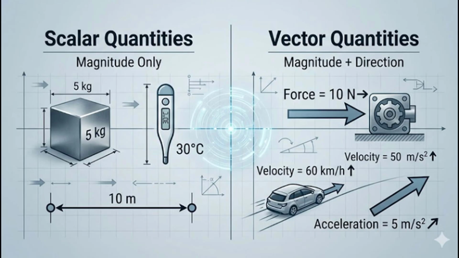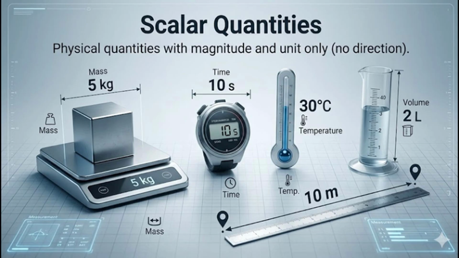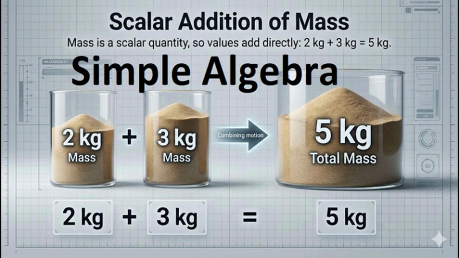Scalar and vector quantities. In mechanics, physical quantities are classified into scalar quantities and vector quantities. Scalar quantities have only magnitude and unit, but no direction. Examples include mass, time, temperature, volume, and distance. For instance, if one container has 2 kilograms of sand and another has 3 kilograms, the total mass is simply 5 kilograms.